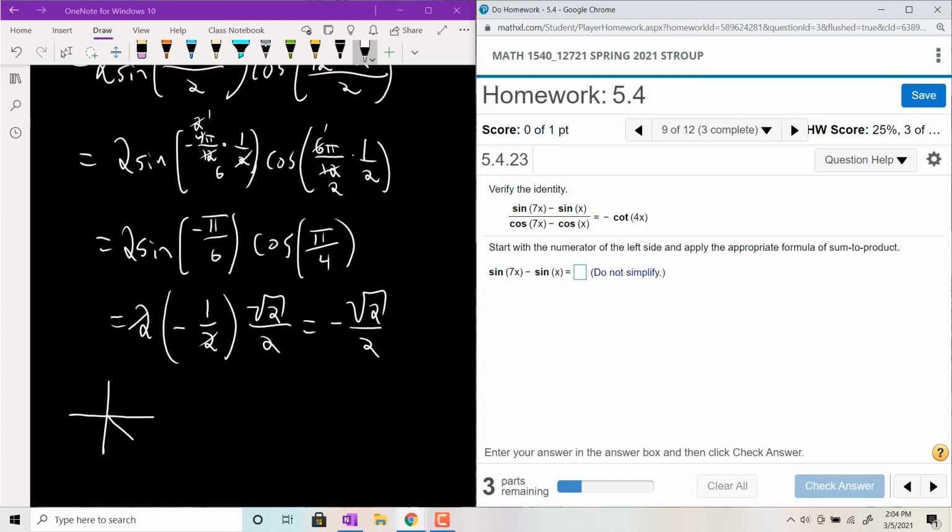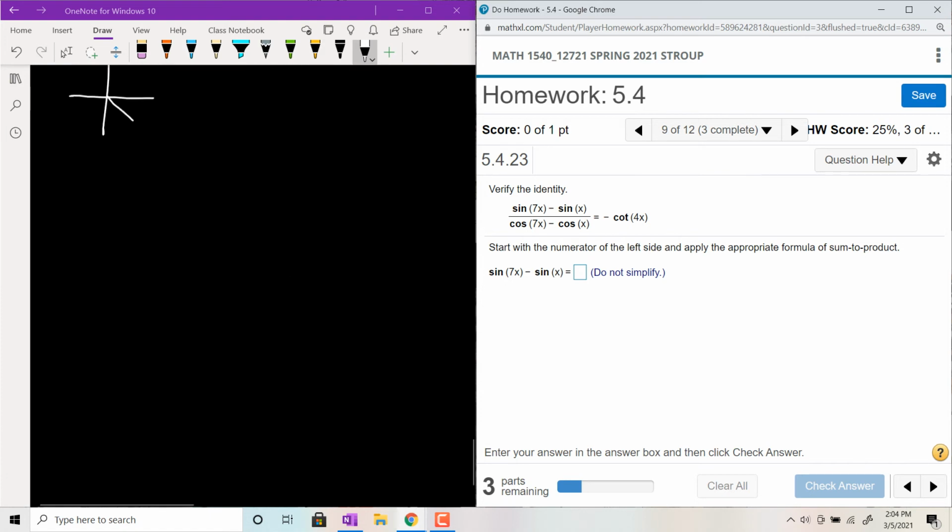This is just verifying the identity. Start with the numerator and simplify using the sum to product formula. So we're going to use which formula on this guy? It looks like formula 2. Okay, so sine 7x minus sine x will end up being 2 sine of (7x minus x) over 2, which is 6x over 2, is 3x. And then cosine of (7x plus x) over 2, which is 8x over 2, is 4x. And that's all they want.